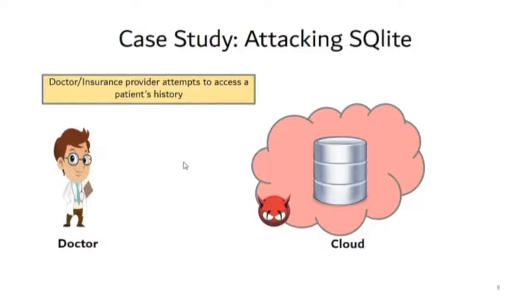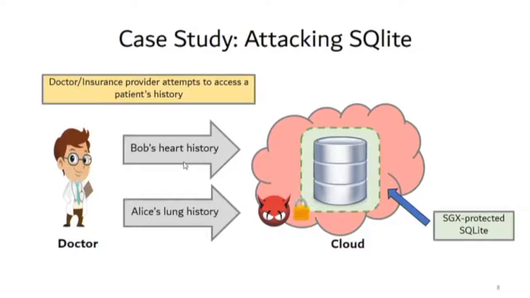Let's suppose that in this scenario, there is a doctor or an insurance provider who is trying to access a patient's history. The patient's history is stored on a database in the cloud, but the cloud provider says that you can have an SGX protected database. There are actually cloud providers giving SGX enclaves to their clients. So the database is technically SGX protected, but the doctor is going to run a bunch of different queries and see what happens.